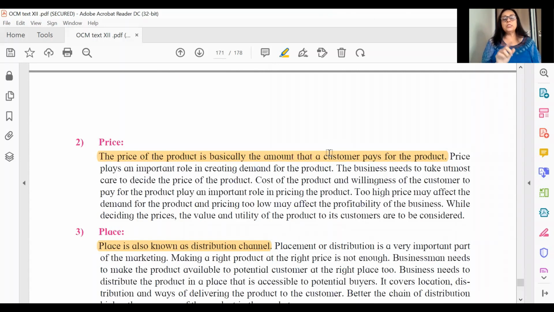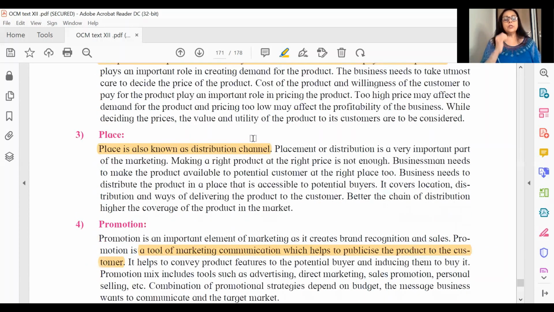Price of the product is what the customer pays for the product. Okay. So dash of the product is the amount that a customer pays for the product. Answer is price. Okay. Then place is also known as the 3rd P, also known as distribution channel. So dash is also known as distribution channel. One of the 4 P's here.